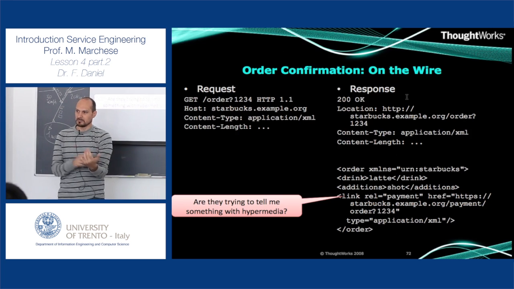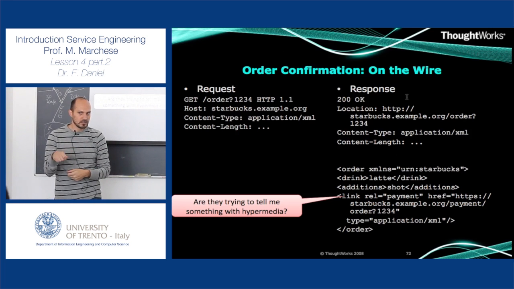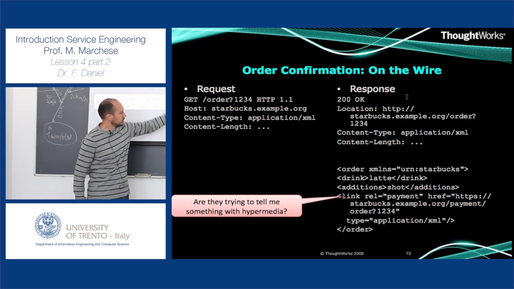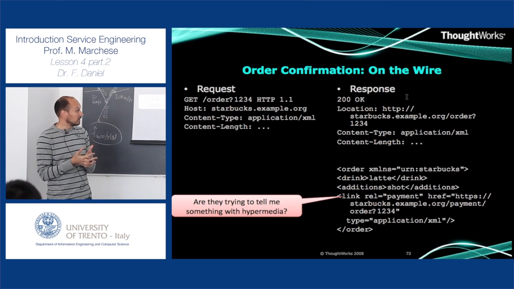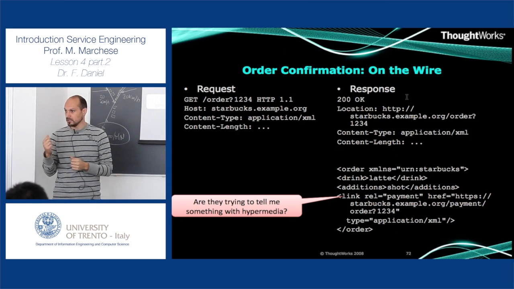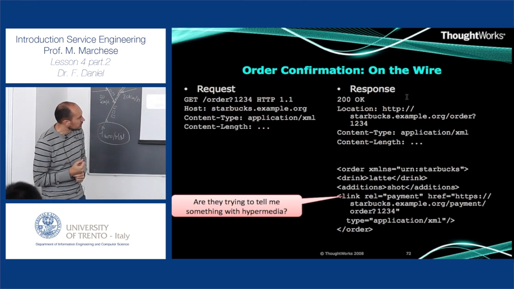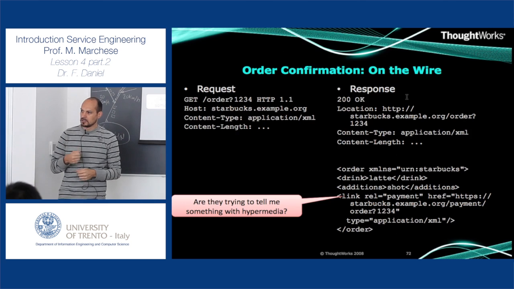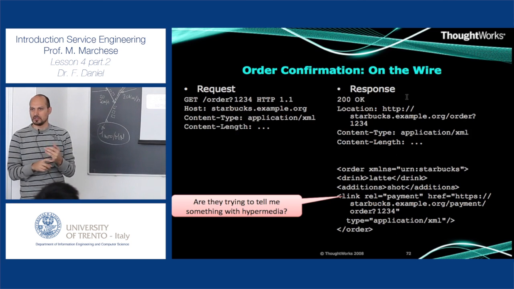So now, okay, we have the order, we have the addition of 1 shot of espresso, we have to pay. And now we can start thinking about this link here. The link essentially tells us that the rel relationship gives meaning to the link. It tells us that this is a link that allows you to do the payment. And then the href is the URL and the type application XML. So you can send XML to this link, and this means that you will be able to pay for the order. Of course, in order to do this, you need to know how the XML must be formatted.